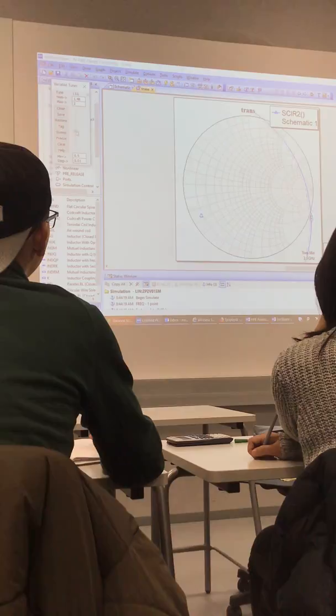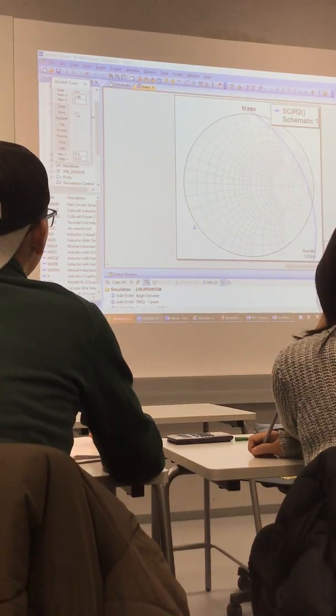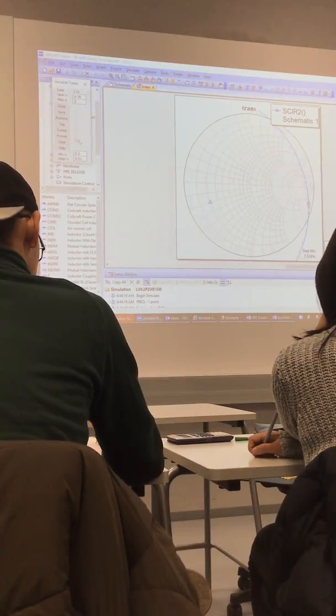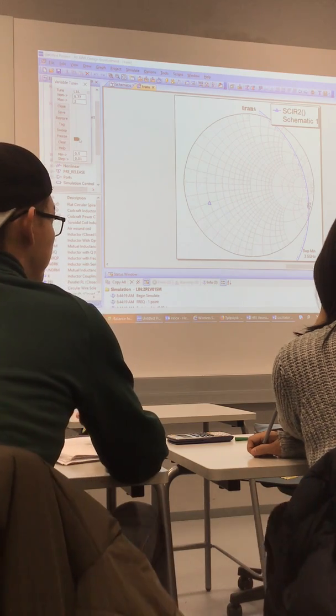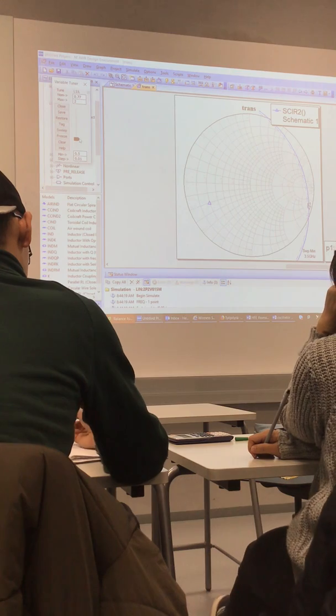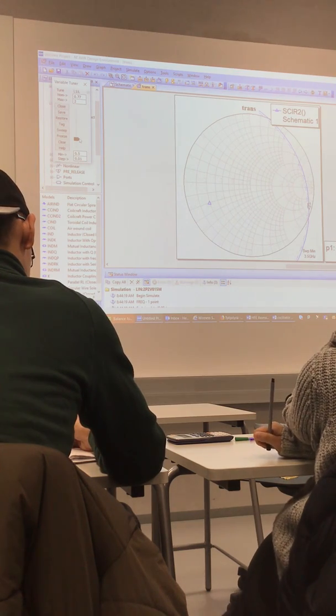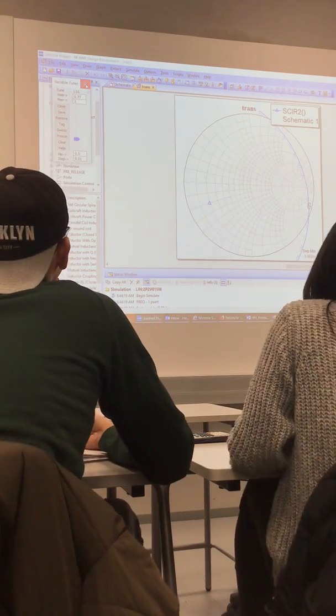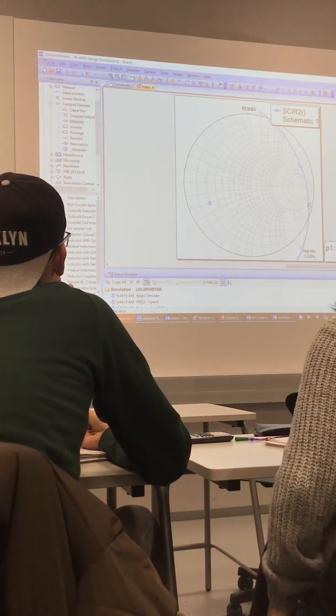When I tune the inductor, it does this. Here it doesn't do much. But in some cases, if your, let's say, transistor is too stable, then you could add the inductor and it might have a significant effect. Then I'll leave it there, no problem.